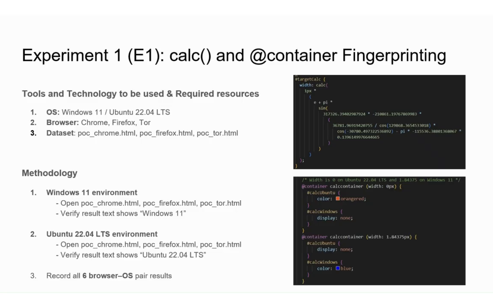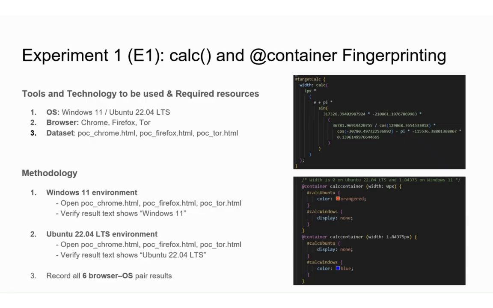The container queries then check this width. If the width equals 0 pixels, the Ubuntu specific styling is applied, showing orange color. If the width equals 1.84375 pixels, the Windows specific styling is applied, showing blue color. This demonstrates how subtle differences in calc evaluation can fingerprint the operating system without any JavaScript.